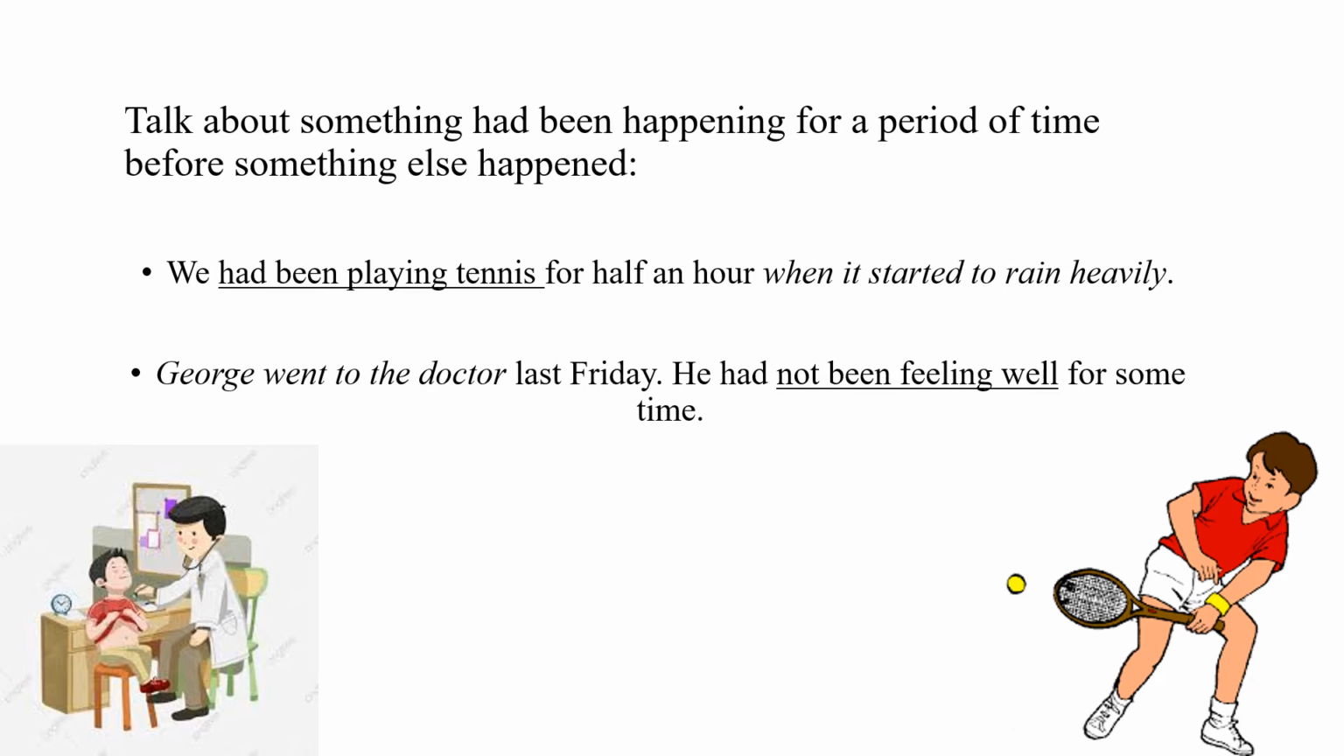The past perfect continuous tense can also be used to talk about something that had been happening for a period of time before something else happened. For example, we had been playing tennis for half an hour when it started to rain. The action of playing tennis was continued before another action, that is, raining, started.